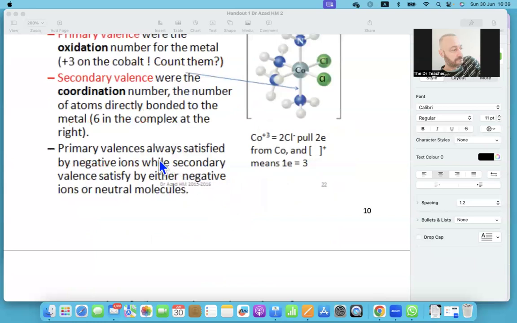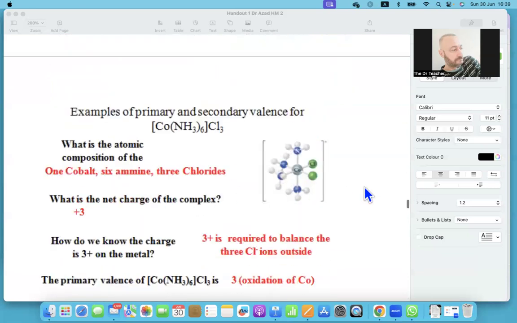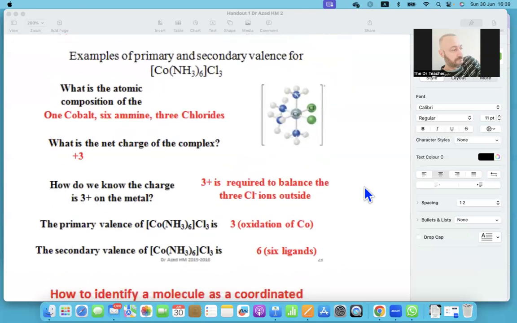And now we will come to how we can tell. The primary valence is always satisfied by negative ions, while the secondary valence is satisfied by either negative ions or neutral molecules. Examples of primary and secondary valence. Let's check it out.